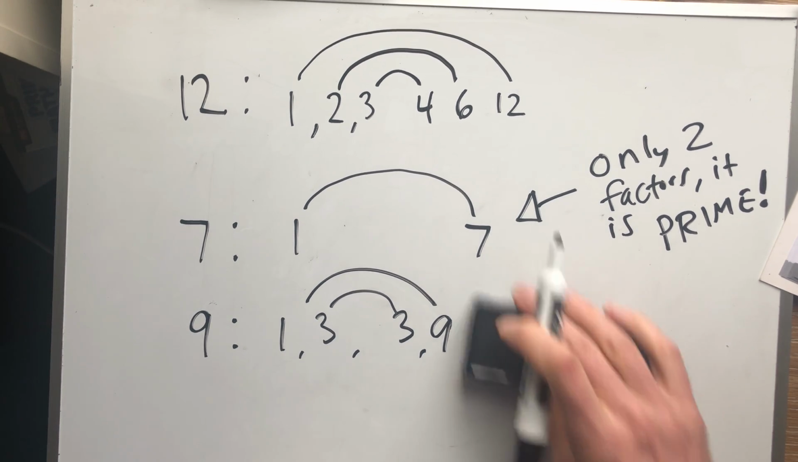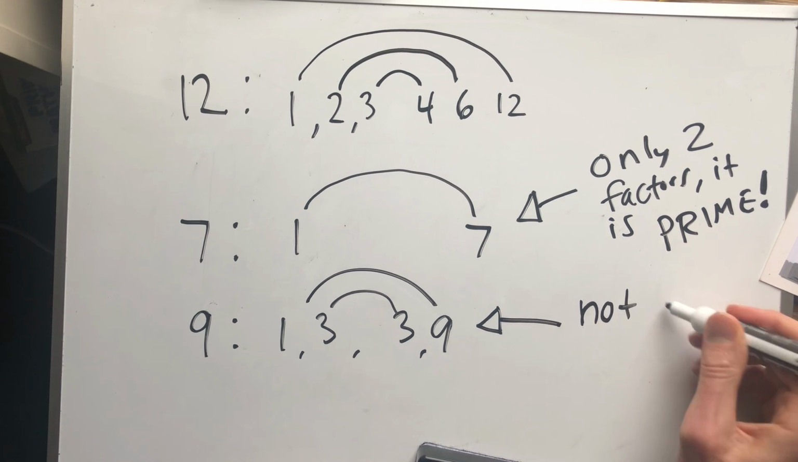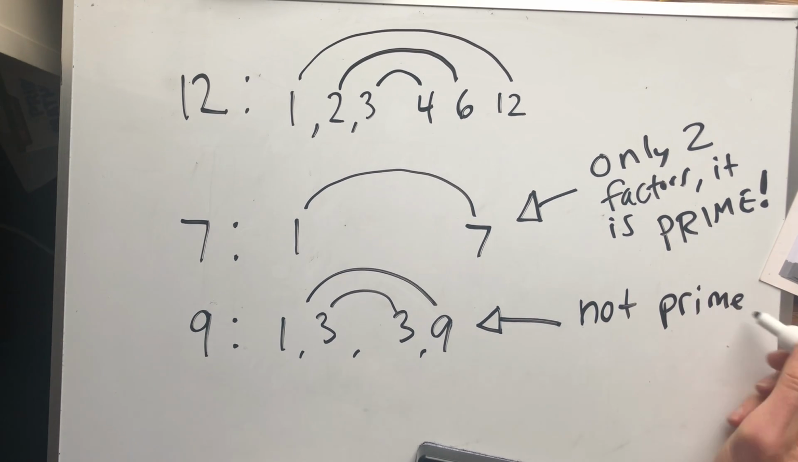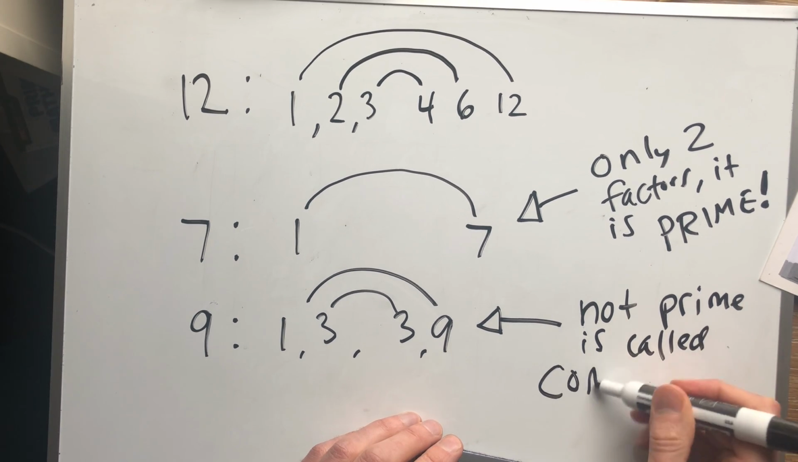And here's something else to consider, my friends. If a number is not prime, it's called composite.